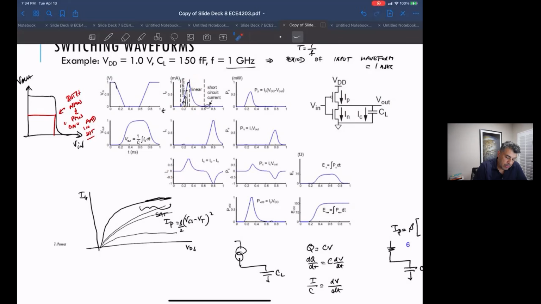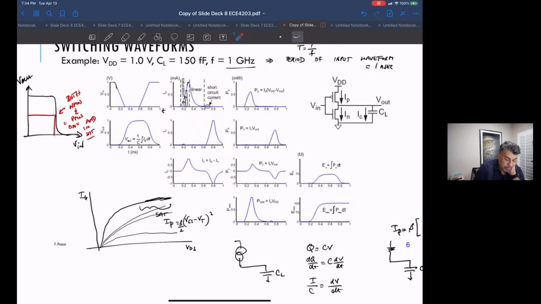And then when the NMOS turns on, this whole current leaves the capacitor. So you get this current. This current is leaving the capacitor. So I get this thing. So this is PMOS current, NMOS current, and the current on the capacitor. These are all transient currents, okay?